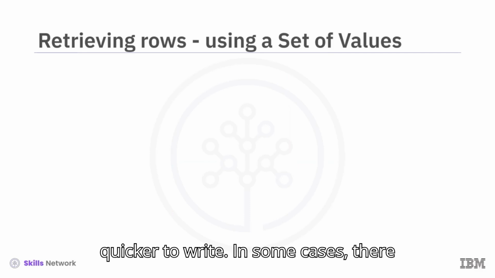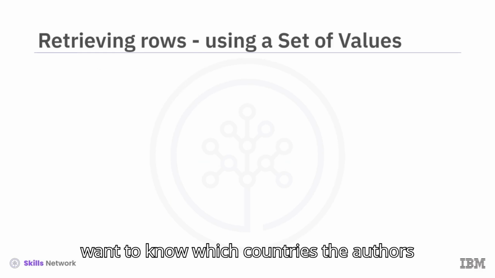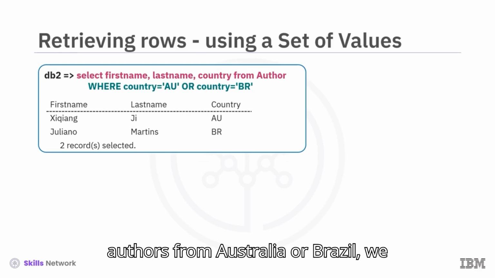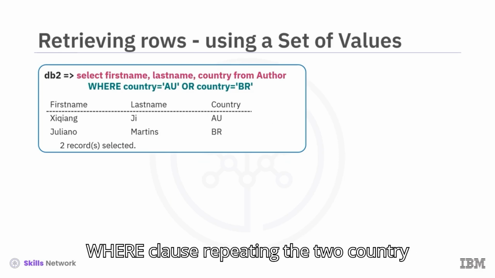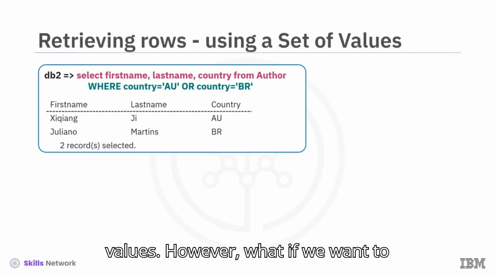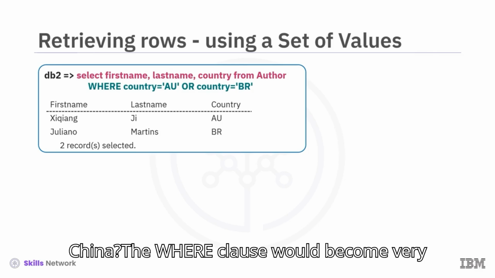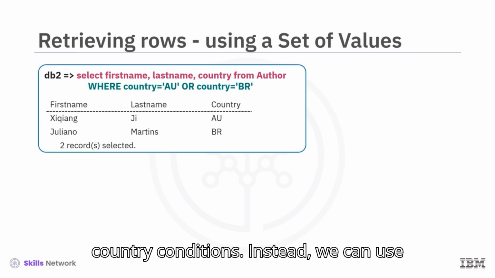In some cases, there are data values that cannot be grouped under ranges. For example, if we want to know which countries the authors are from. If we wanted to retrieve authors from Australia or Brazil, we could write the select statement with the where clause repeating the 2 country values. However, what if we want to retrieve authors from Canada, India, and China? The where clause would become very long, repeatedly listing the required country conditions.